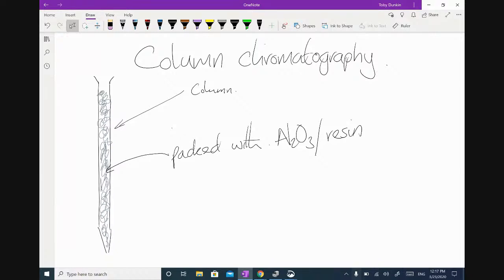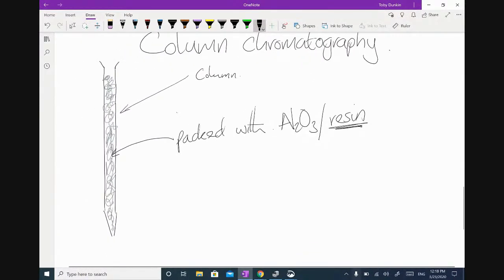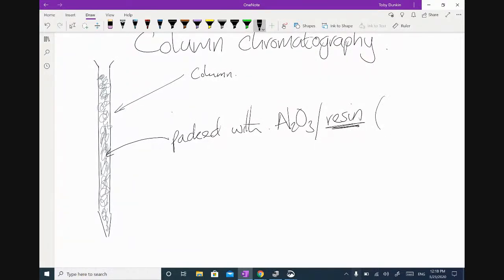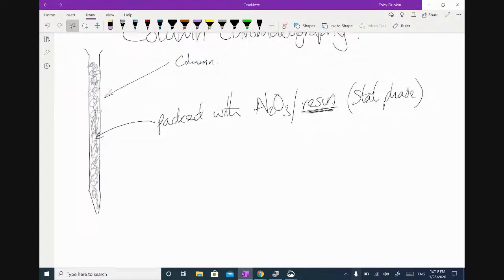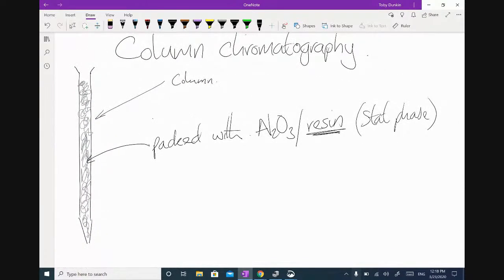So it's packed with aluminium oxide, or sometimes deemed resin. Now, resin is just another packing agent. They probably won't even tell you what packing agent it is going to be. This, of course, is our stationary phase. So we can put stack phase. Now, column chromatography has a very different function to TLC, because this is a true method of separation. A true method for separation.